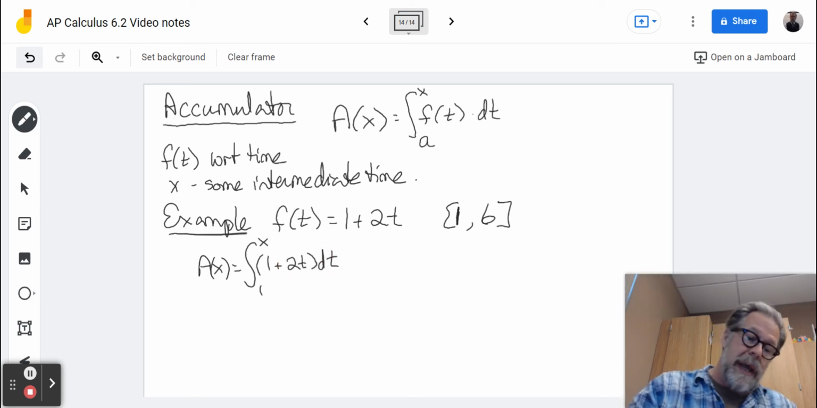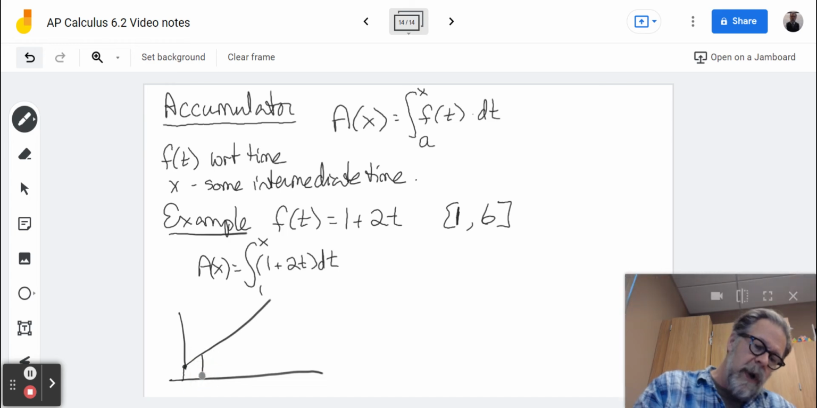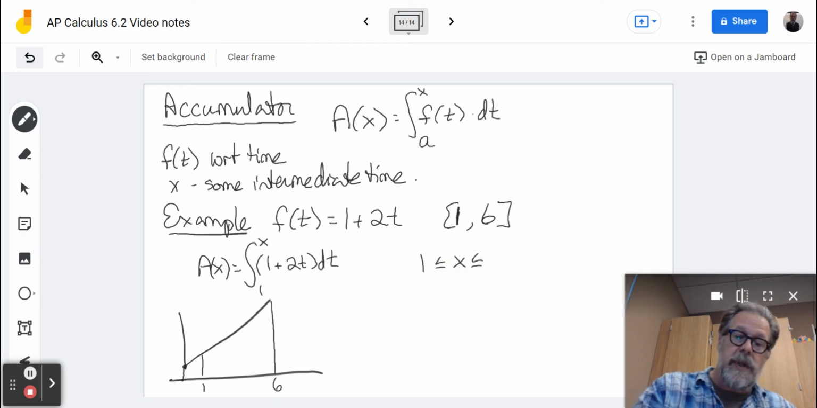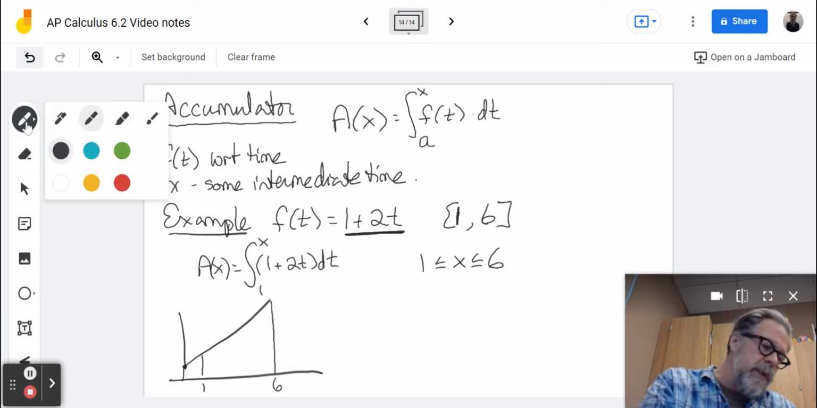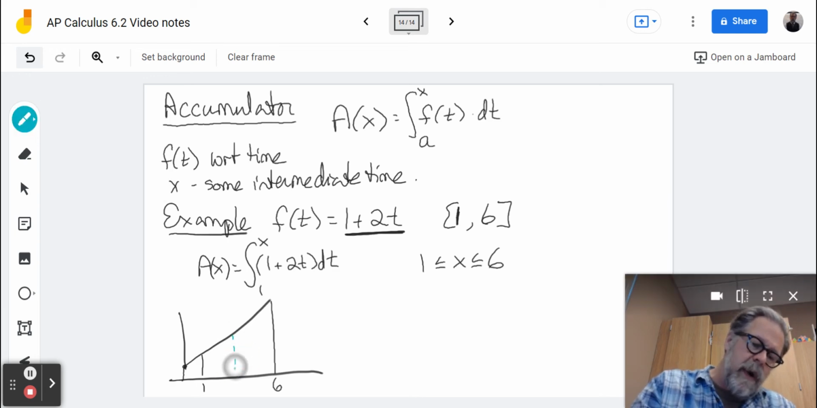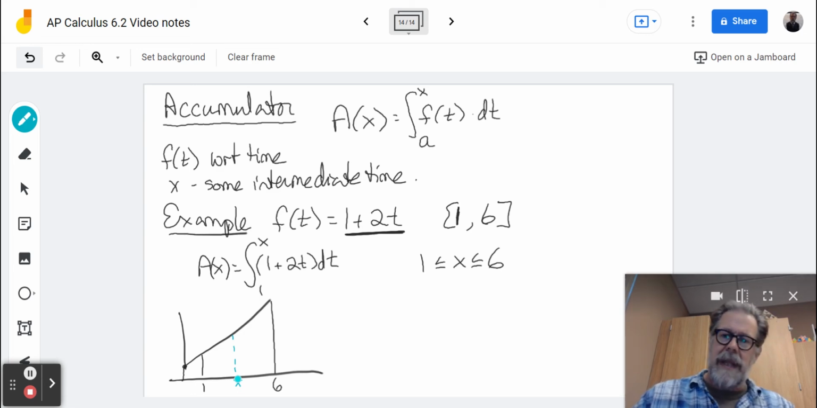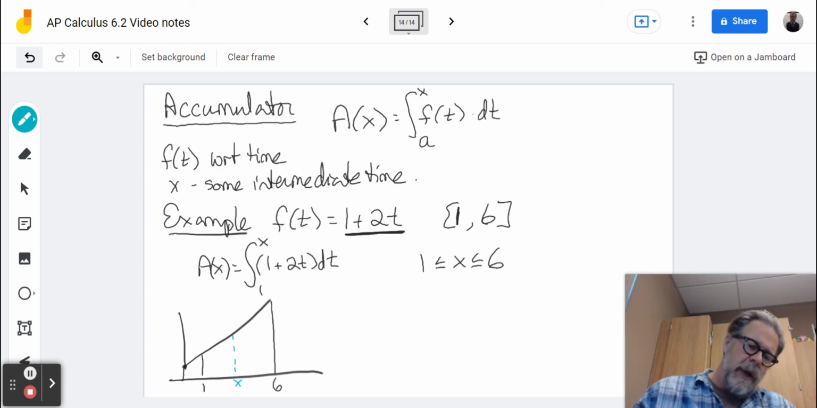So let's draw a quick graph. We've got a linear function that starts at 1 and goes up by 2. We're interested in the interval 1 to 6. Notice now that x has to be between 1 and 6. We said that time was available from 1 to 6, but that was when we were defining this function. It's only a valid function from time 1 to time 6. Now we're saying that we want to be able to choose some value of x, but it has to be in that interval.